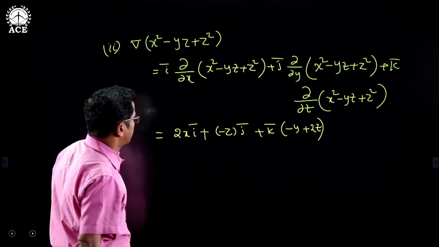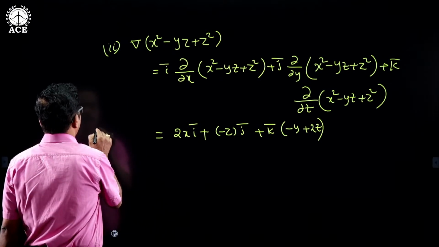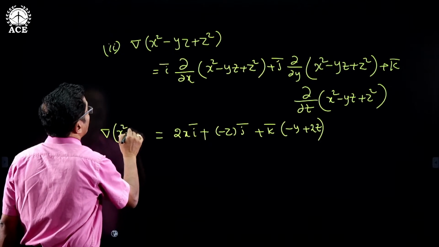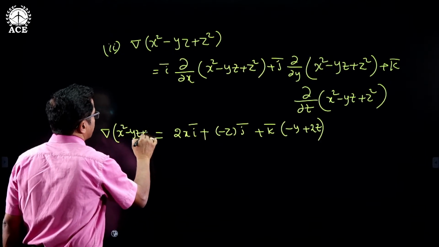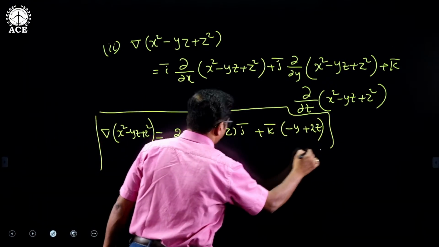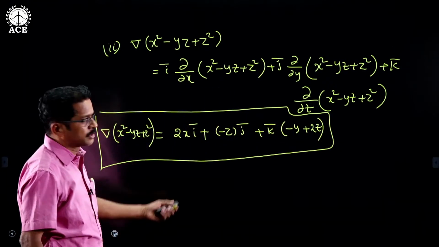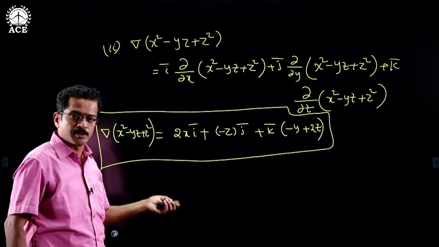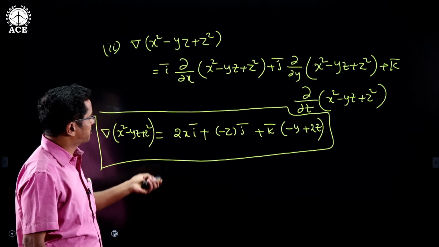So this is del of x square minus yz plus z square. These are 2 marks short answer type questions which were asked previously, so I am explaining here.